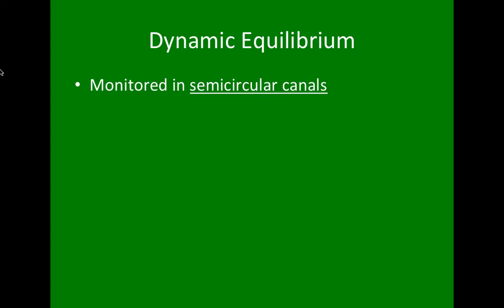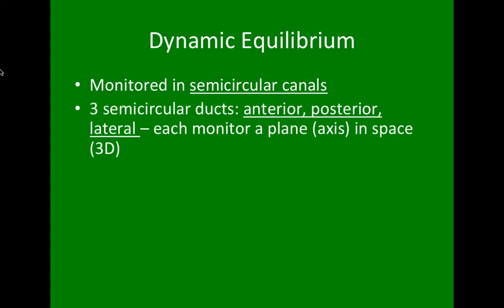These are monitored within the semicircular canals. Now, we have three semicircular canals, the anterior one, the posterior one, and the lateral one. And you can actually take a look at those on my three-dimensional model of the ear that I have in the classroom. Each of them are positioned basically along the x-axis, the y-axis, and the z-axis in space, because that provides monitoring of each of the three-dimensional planes that we have in the world that we live in.